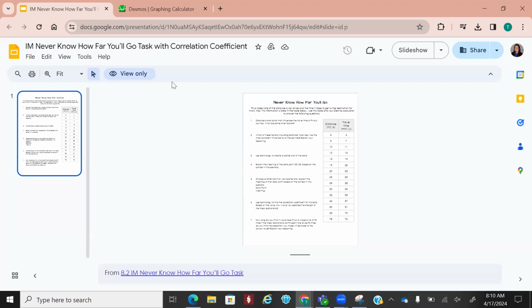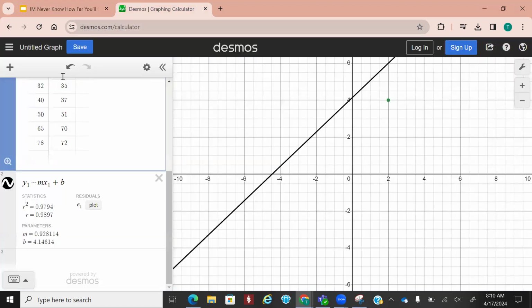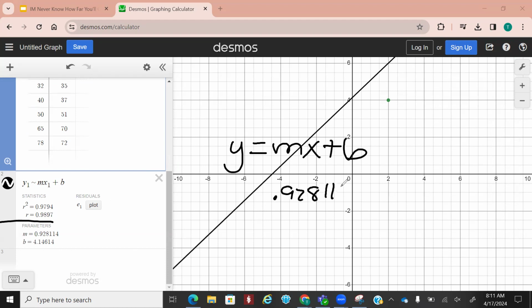On the next question, I think I asked about how long would it take if you did 90 meters, right? So the way to do that is you've got to write your equation first. So looking at these parameters, that's going to help you write your equation. So remember, linear functions are y equals mx plus b. So m is 0.928114, x plus our b value, which is 4.14614. Everybody with me on that?